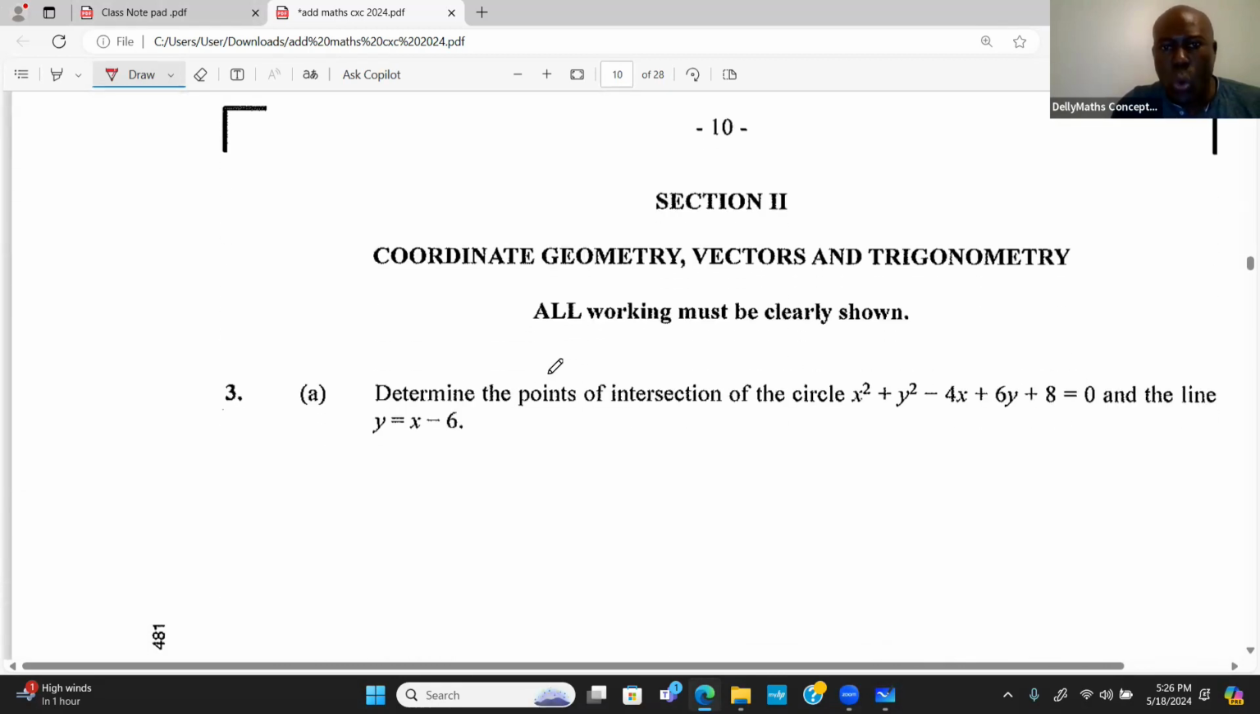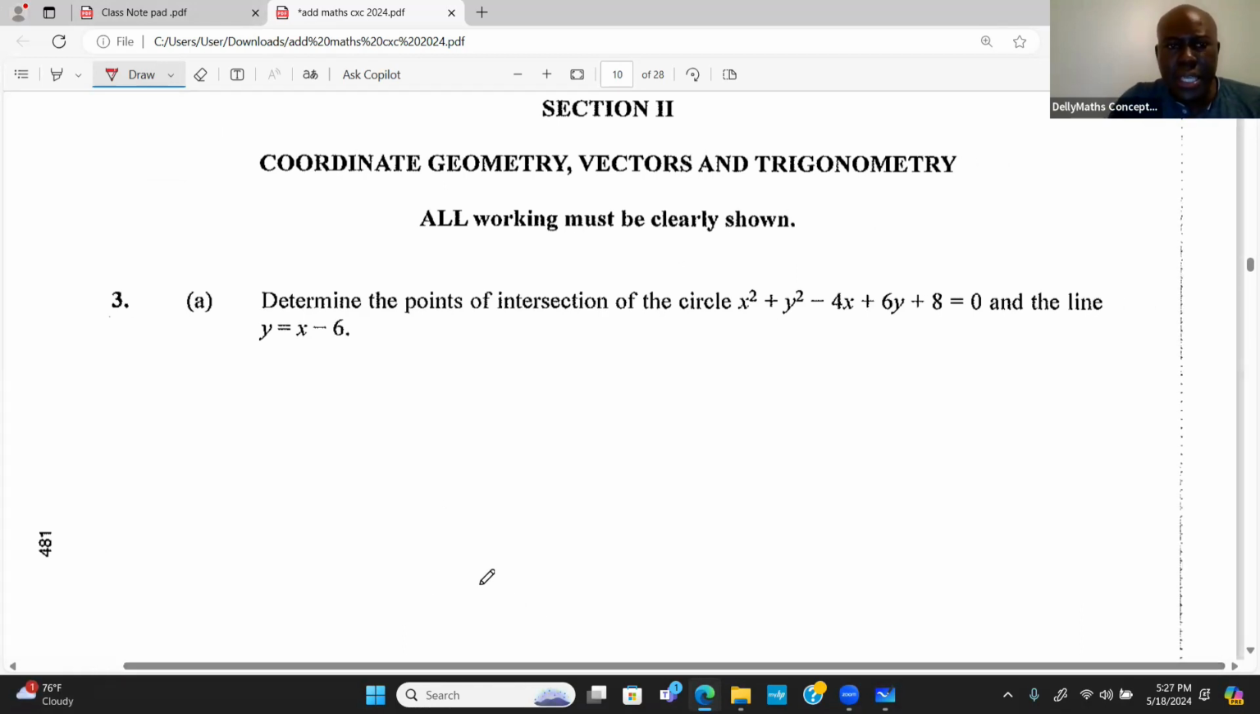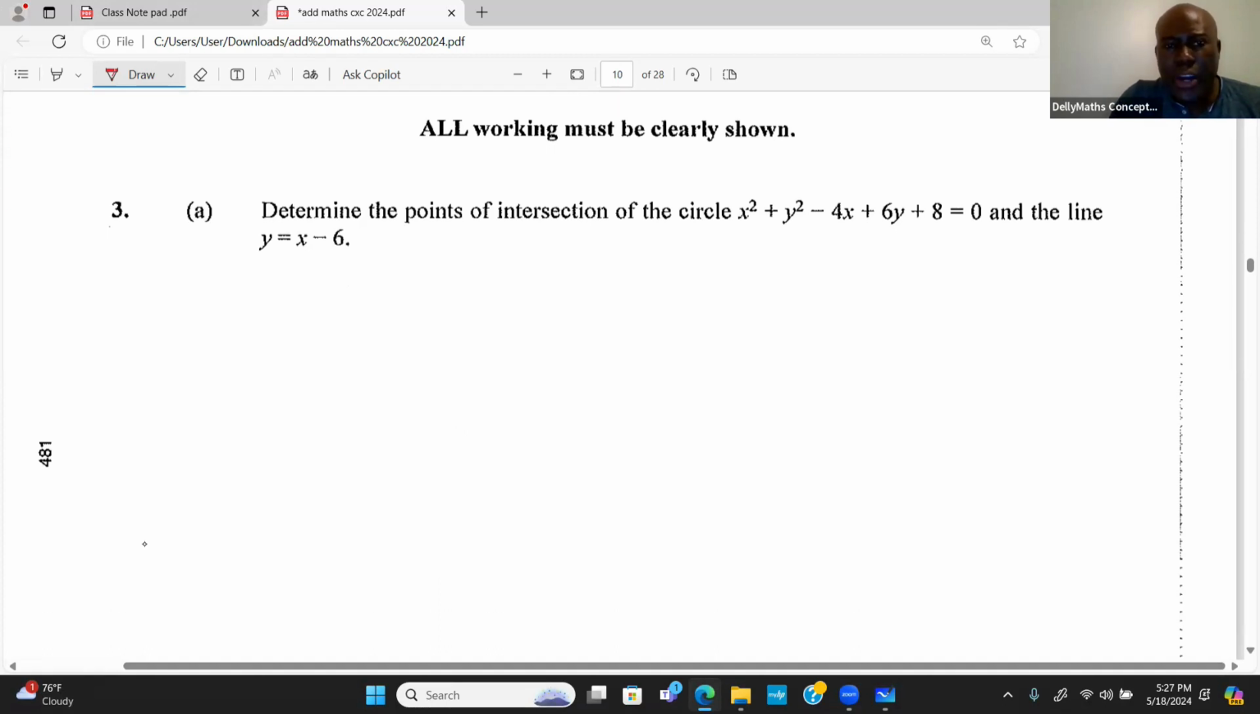All right, we're in section 2 now. It says determine the points of intersection of the circle x squared plus y squared minus 4x plus 6y plus 8 equals 0, and the line y is equal to x minus 6. What we're going to do is simply substitute. I'm going to take x minus 6 as y and substitute it.